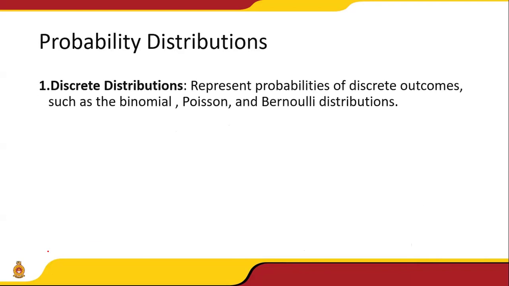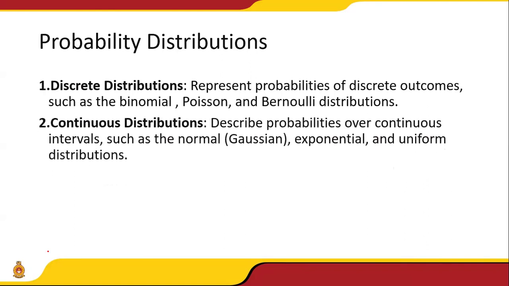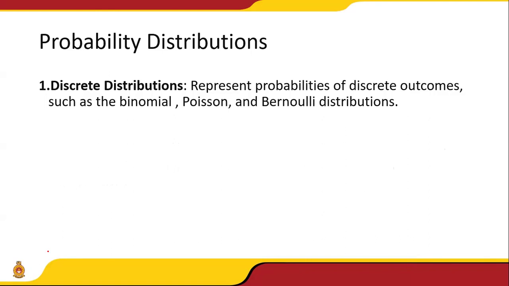Once it comes to probability distributions, we have mainly two distribution types. One is discrete distribution. The other one is continuous distributions. Discrete distributions represent the probabilities of discrete outcomes. For example, binomial, Poisson, or Bernoulli distributions.